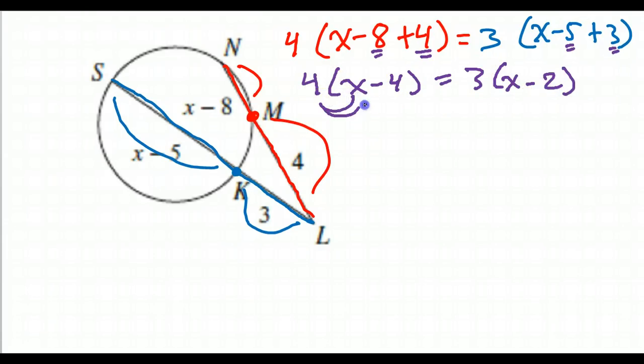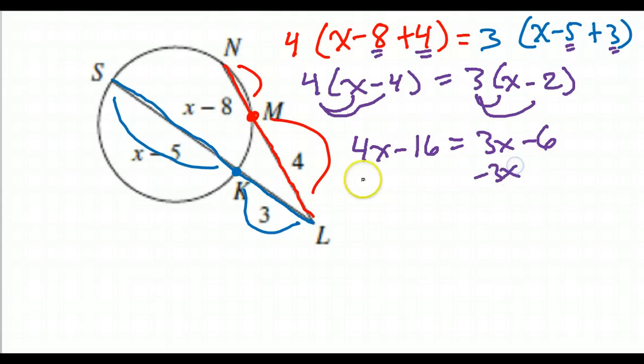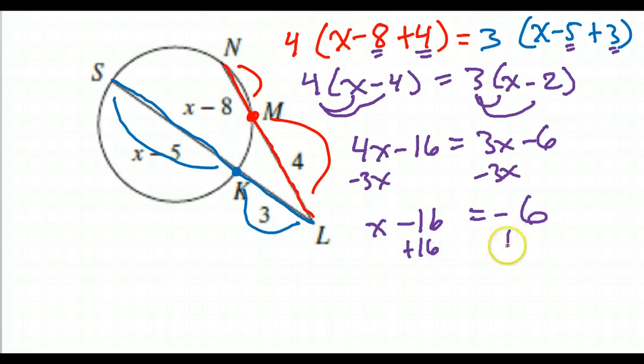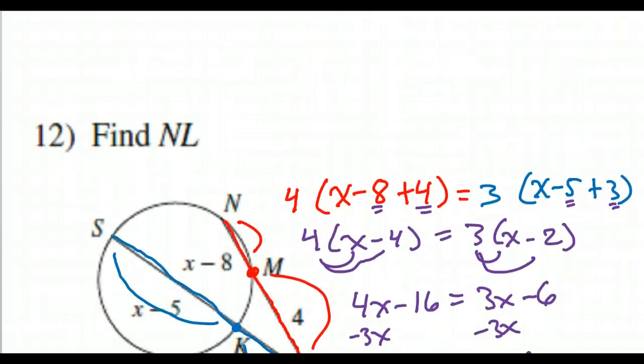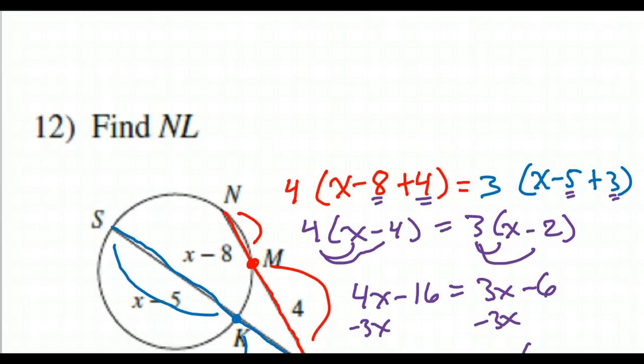Distributive property gives you 4x minus 16 equals 3x minus 6. Subtract 3x from both sides. That's going to give you x minus 16 is equal to negative 6. Add 16 to both sides. That's going to give me x equals 10. Okay? Now, remember, that is not the final answer. That's something that we need, but we need to find NL. So let's check that out.